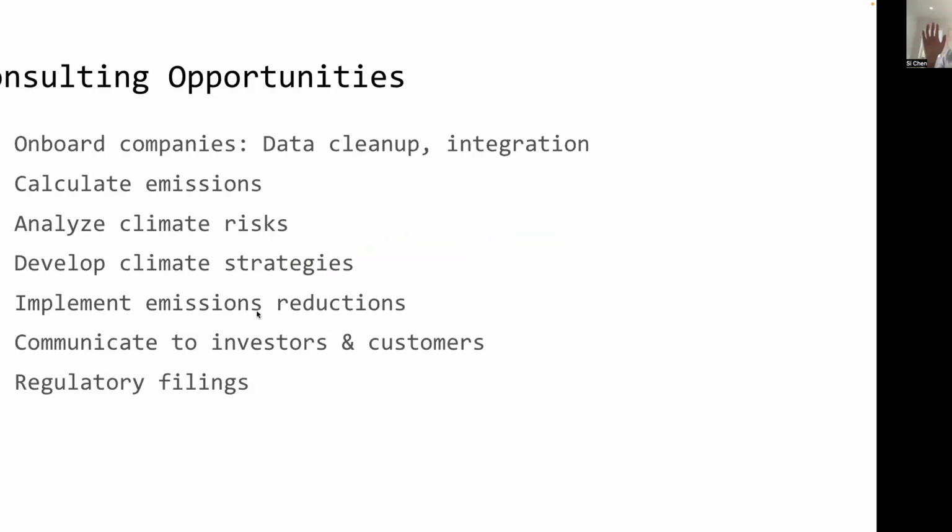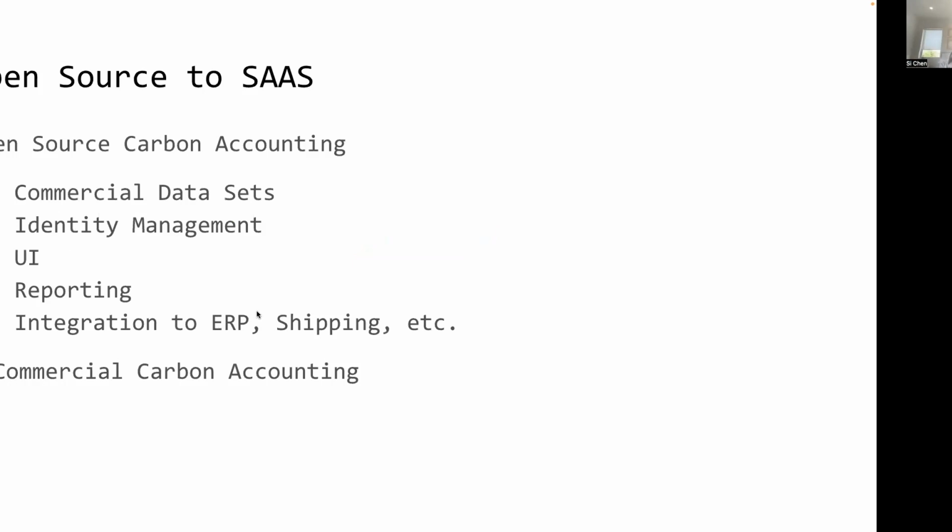So first thing, how do you take our open source software and make it a commercial offering? In addition to the usual stuff, you have, for example, UI and reporting, integration to people's ERP and software systems. You need two things. One is commercial data sets. We have gotten the data set from the UK government and US EPA, but if you're going to do commercial quality audits, you need to get more detailed data sets which are commercially available.